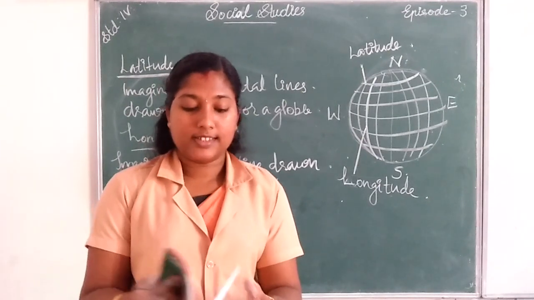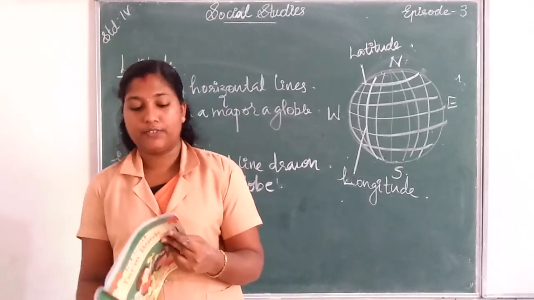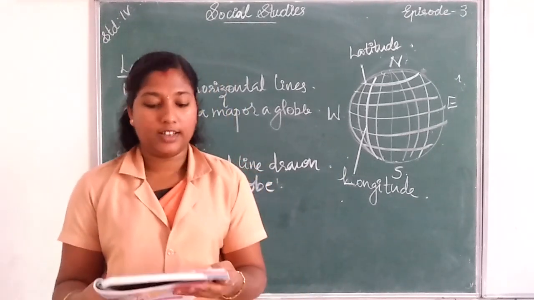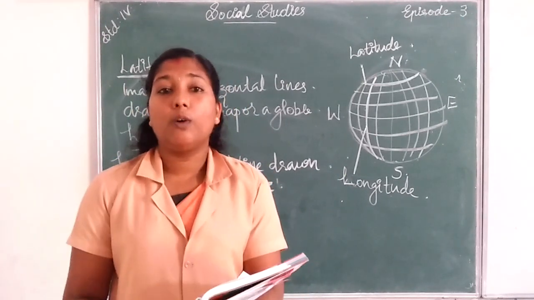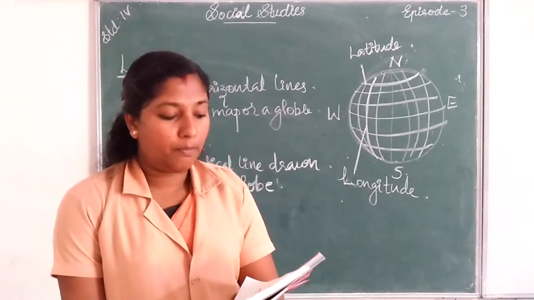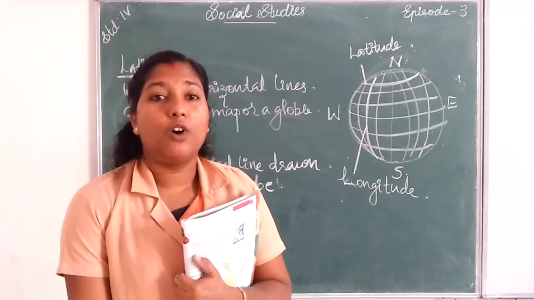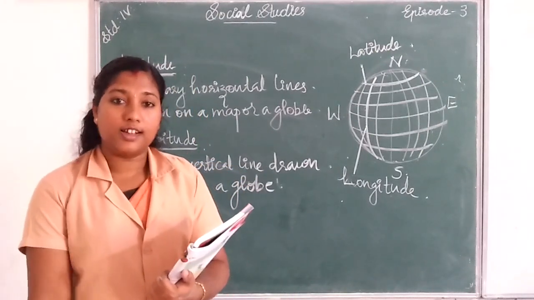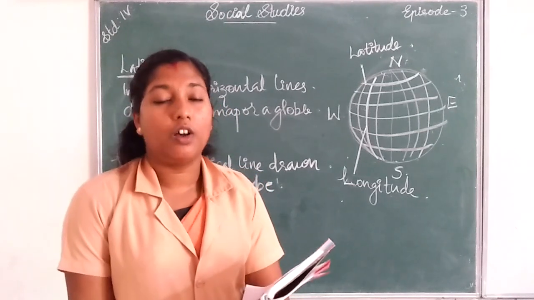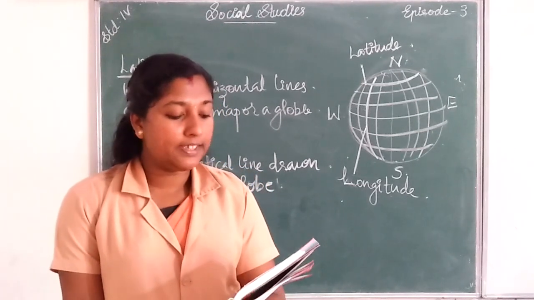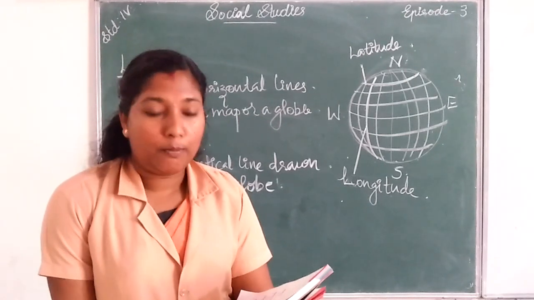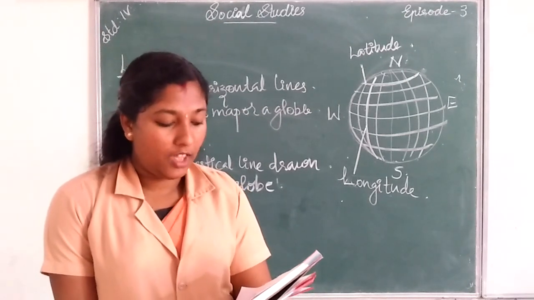Then answer the following questions. The first question: what is a globe? A globe is a model of the earth. What is a globe? A globe is a small model of the earth.